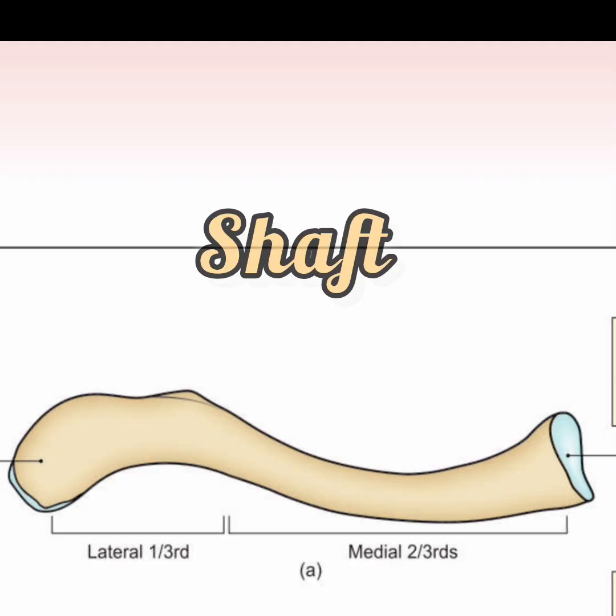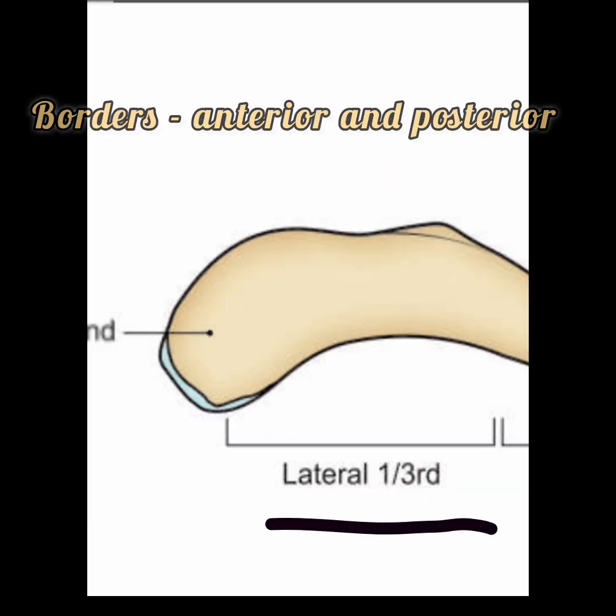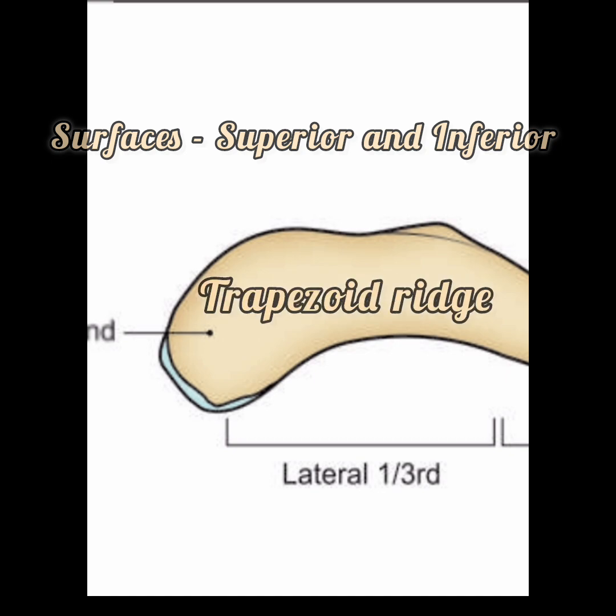Shaft. The shaft is divisible into the lateral 1/3 and the medial 2/3. The lateral 1/3 is flattened from above downwards. It has two borders, anterior and posterior. The anterior is concave forward and the posterior is convex backward. It has two surfaces, superior and inferior. The superior is subcutaneous. The inferior presents an elevation called the conoid tubercle. Conoid in Greek means cone. And a ridge called the trapezoid ridge.